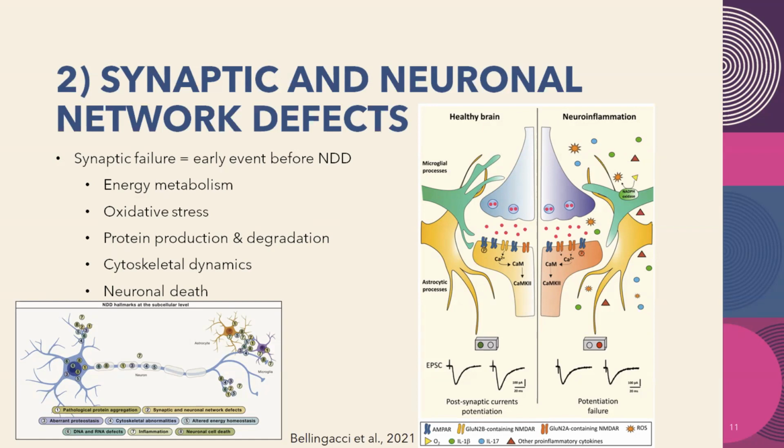Cytoskeletal dynamics are important, and we'll talk a little bit more about that with the fourth hallmark. And then eventually, if the neuron can't work right, it can't signal right, and it can't sustain the energy it needs to function at all, then it will lead to death. And that's when you see the main phenotypical features of, let's say, Alzheimer's or ALS or something like that.